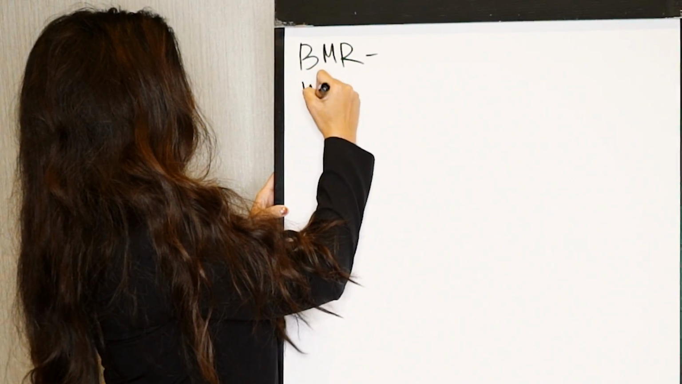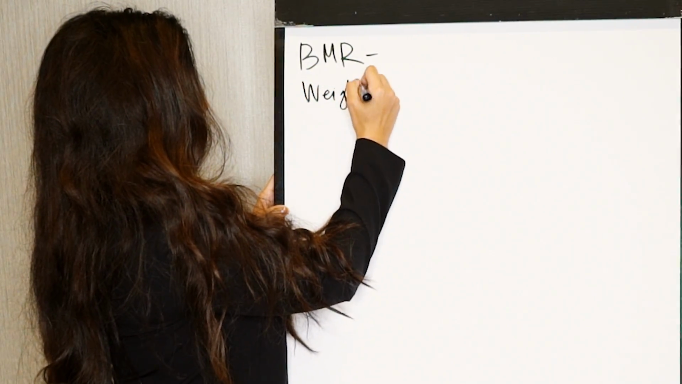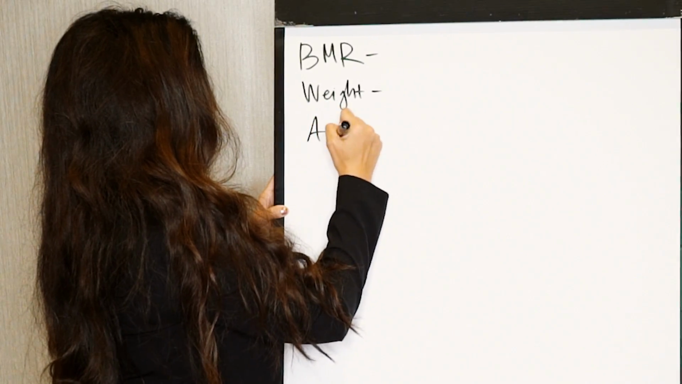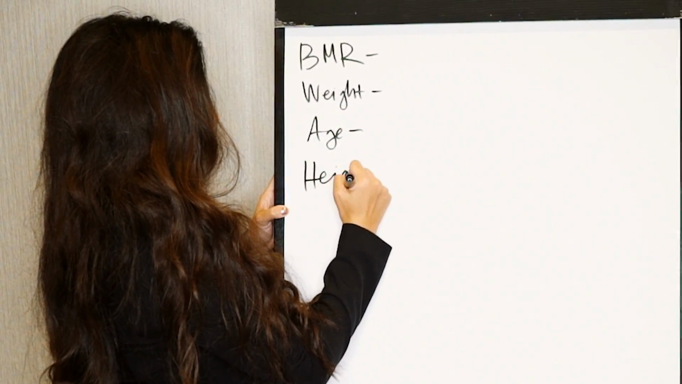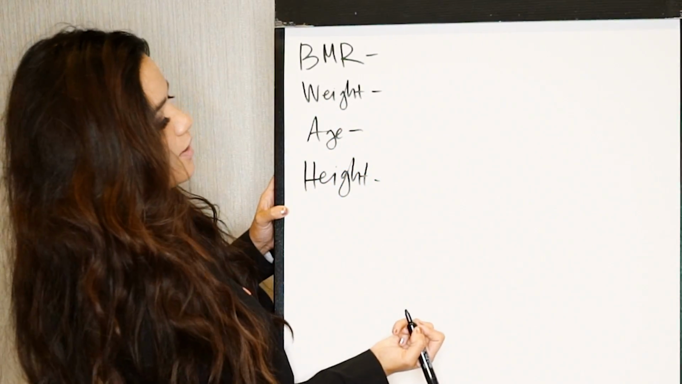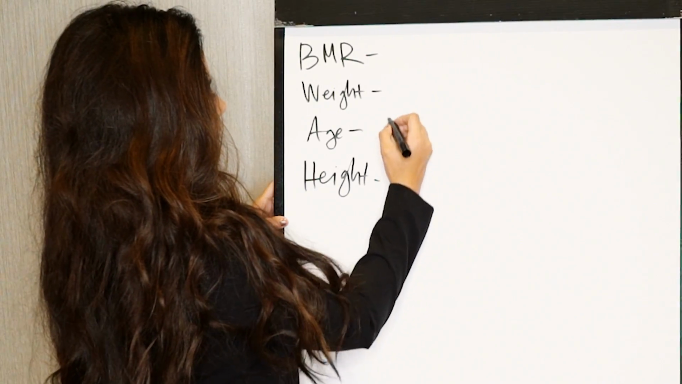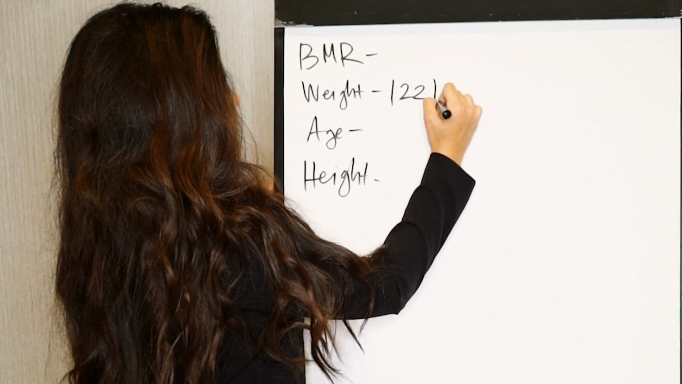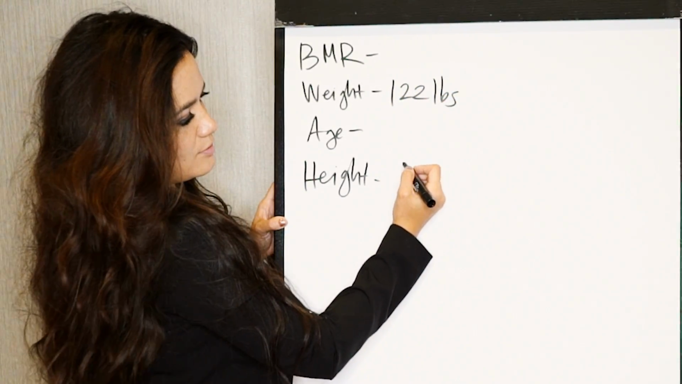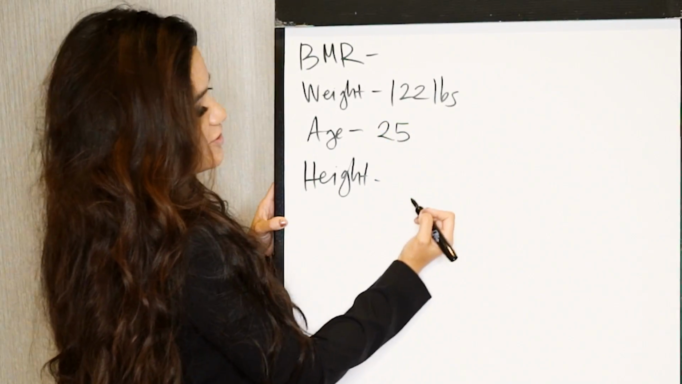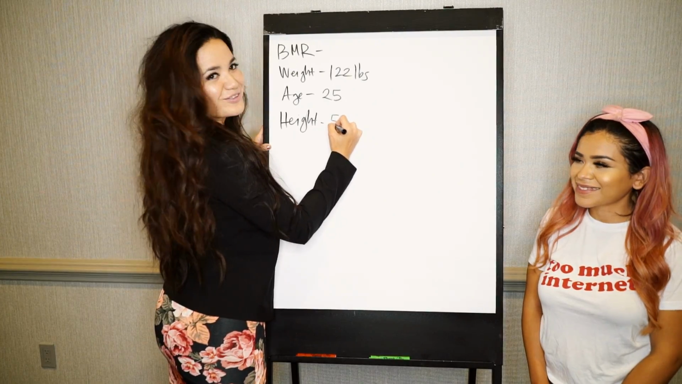So in order to get her BMR, we're going to need to know her weight, her age, and her height. So why don't we start with that? How much do you currently weigh? 122. 122, okay. And your age? 25. 25. And your height? 5 feet. 5 feet. How cute is she?